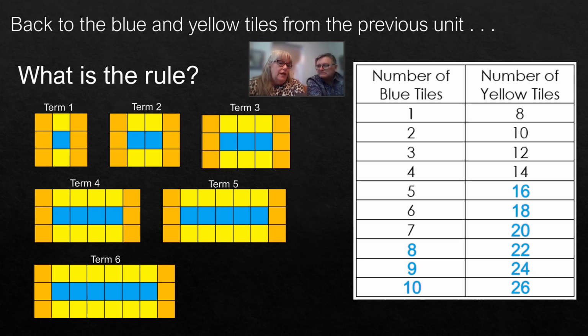Now, if I look at term 1, I have 1 group of 2. If I look at term 2, I have 2 groups of 2. 3 groups of 2 in term 3, 4 groups of 2 in term 4. And what do I have to do with the 6? You have to add it. So I am multiplying my term times 2, and then adding the 6 back in. That rule will give you the number of yellow tiles.